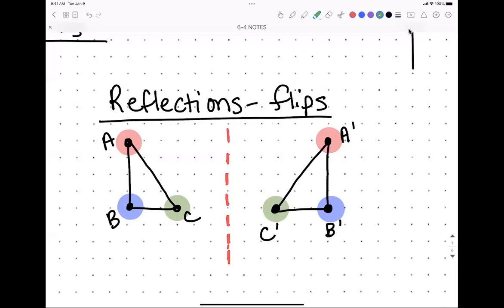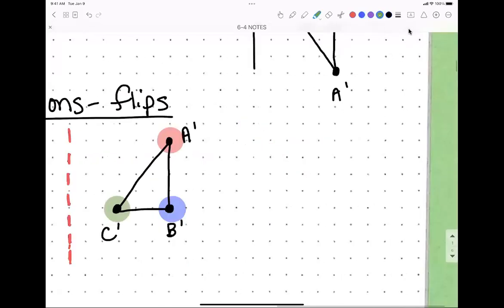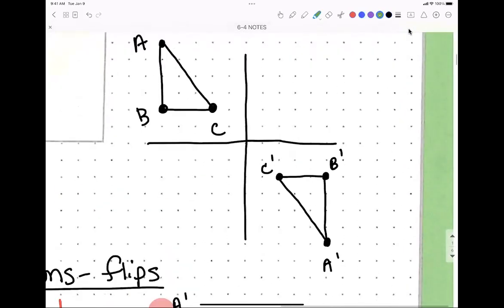The only way to tell what corner went where is to look at your vertice names and look at how they're labeled and where they move to. Okay. All right. The last one we've talked about is a rotation.